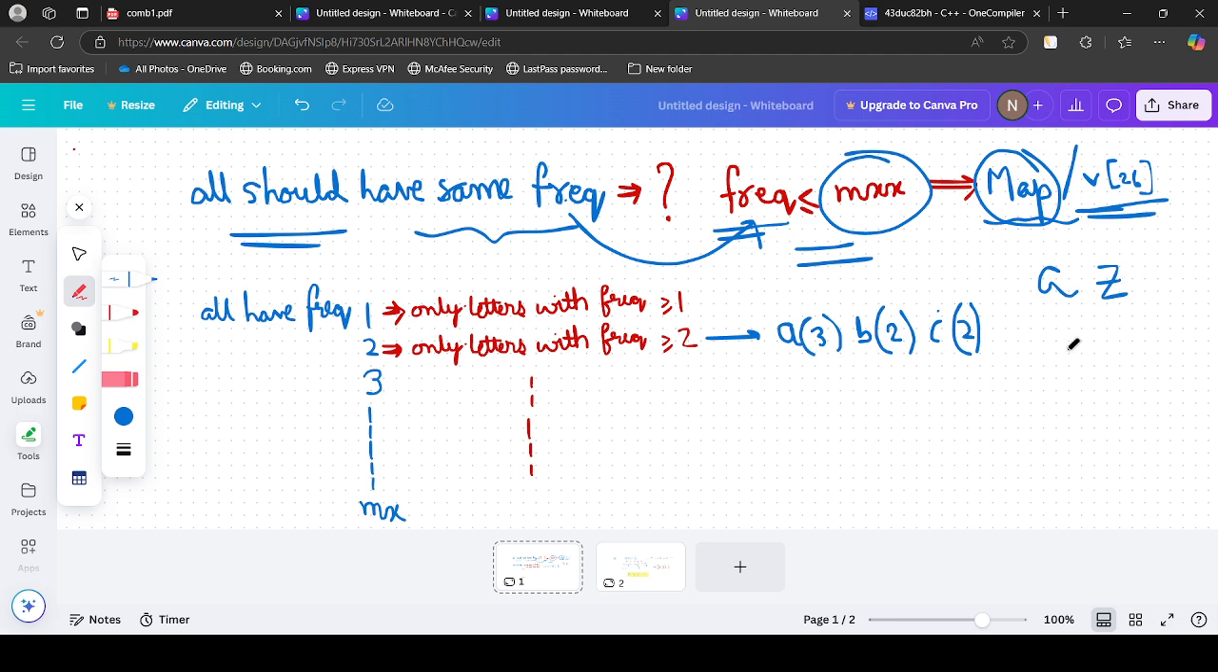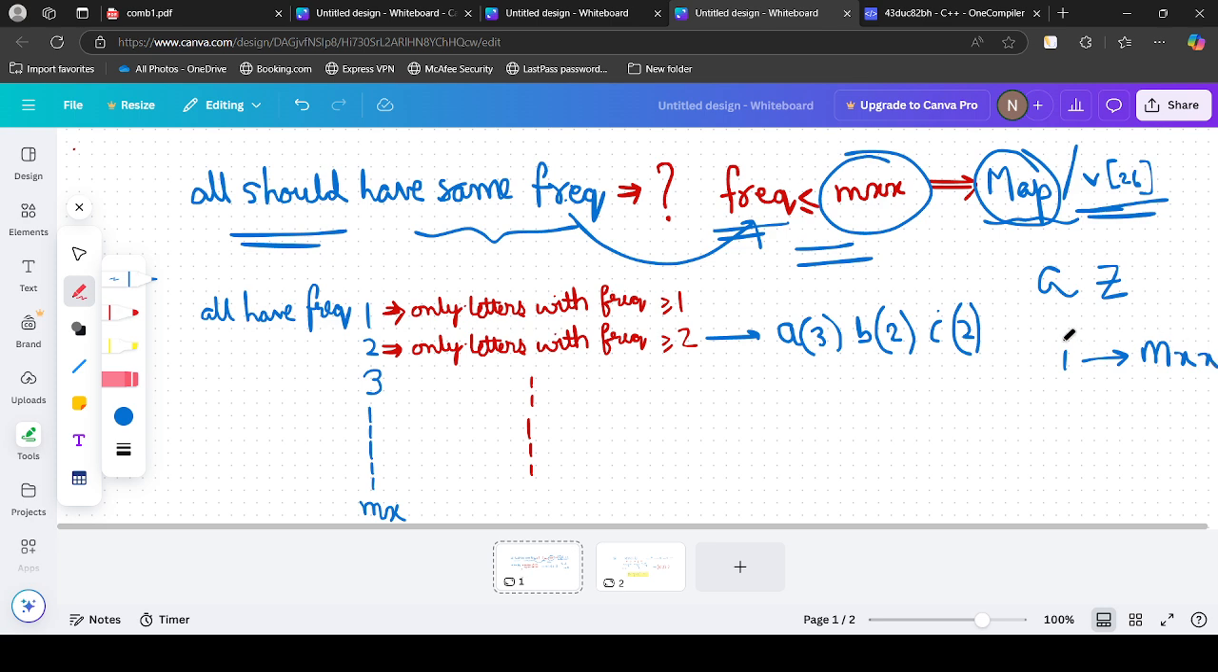Now we have discussed that the frequency can go from 1 to mx. And now the main idea is to find the number of subsequences in which all characters have frequency 1, and similarly 2. So we have to find the number of subsequences where every letter in that subsequence has frequency 2, and similarly up to mx. So now the idea is all have frequency 1. So these are mx cases.